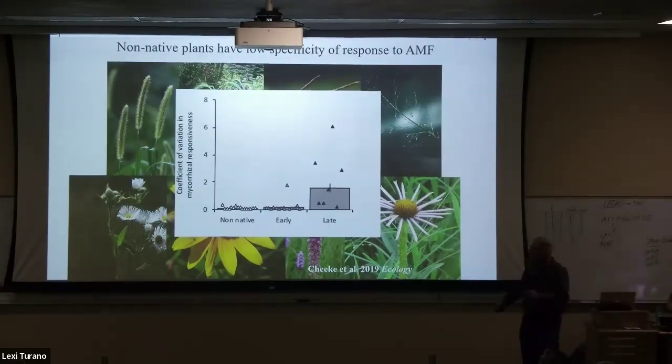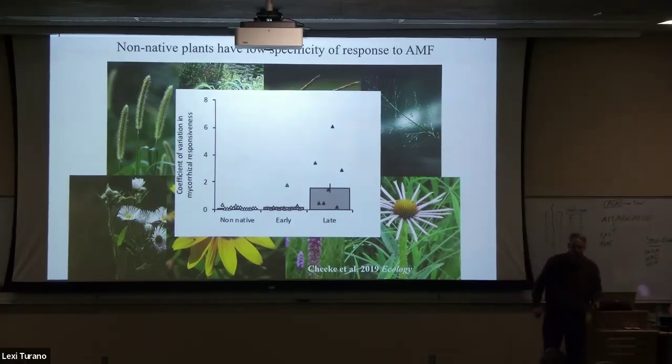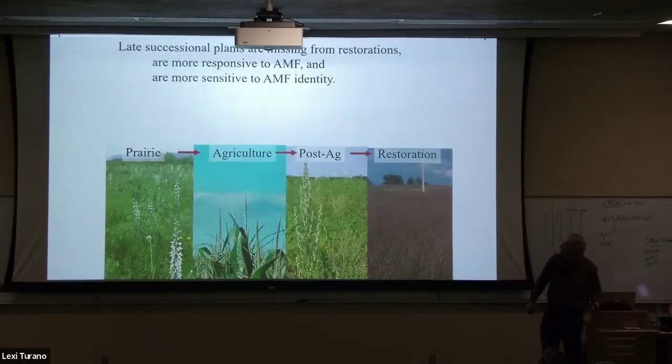If we do more studies and look across all the data available, the non-native and early successional species have low sensitivity to AM fungal identity, while the late successional species have much higher sensitivity to AM fungal identity. So late successional plants are missing from restorations. They're more responsive to mycorrhizal fungi, and they're more sensitive to AM fungal identity.